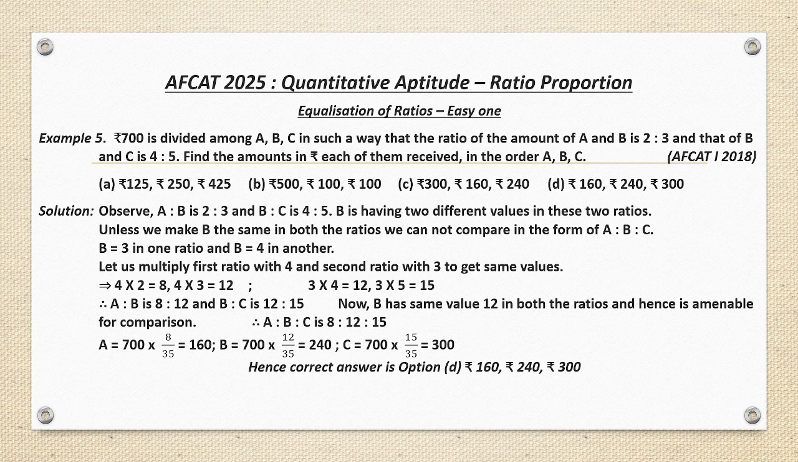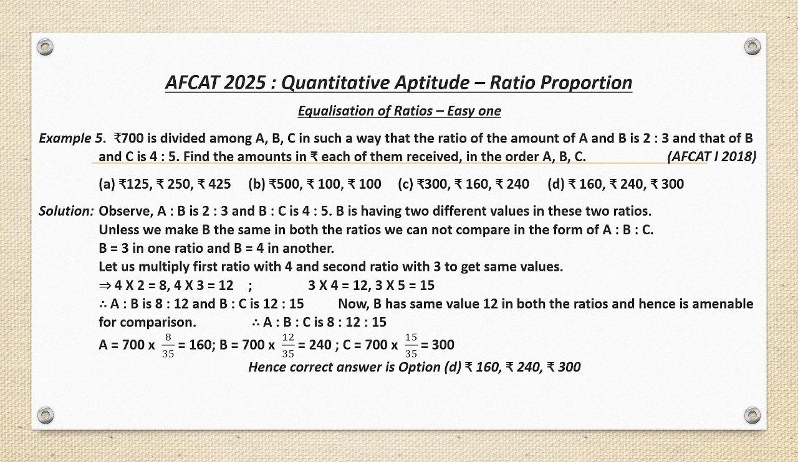Now find the amounts in rupees, each of them received in the order of A, B, C. We have got the A is to B ratio and the B is to C ratio. So we have to find out A is to B is to C. Now if you observe, A is to B is 2 is to 3 and B is to C is 4 is to 5. So we have got two different numbers. We have to get the same number in both the ratios for B. Only then we can compare.